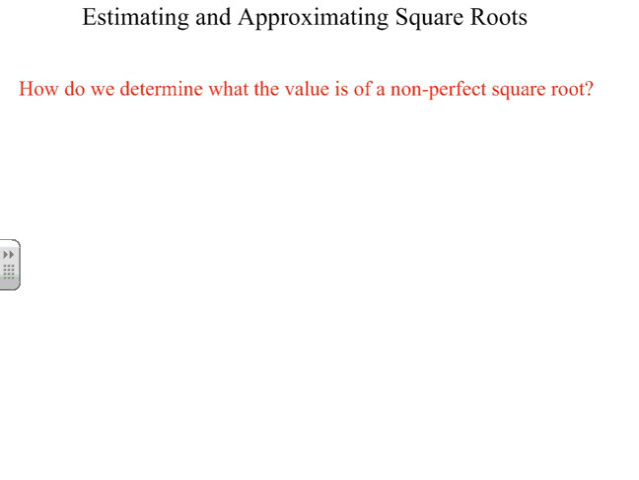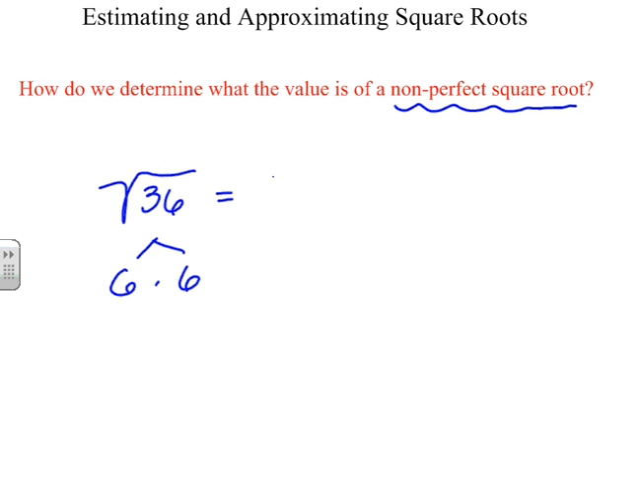Okay, this is about estimating and approximating square roots. Now, we're going to address the question, how do we determine what the value is of a non-perfect square root? And what do we mean by non-perfect square root? The perfect square root would be something like the square root of 36, because we know that 6 times 6 is 36. The answer would be 6 when we reduce it.